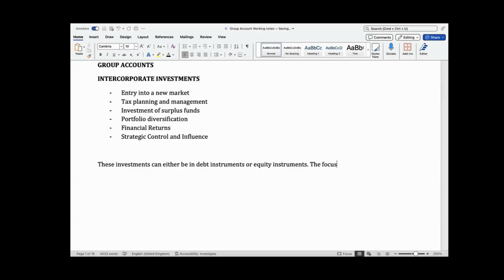The focus here is on equity instruments. I already taught you debt instruments in IFRS 9 and IAS 32. So here I want to teach you equity instruments. So the focus here is equity instruments.